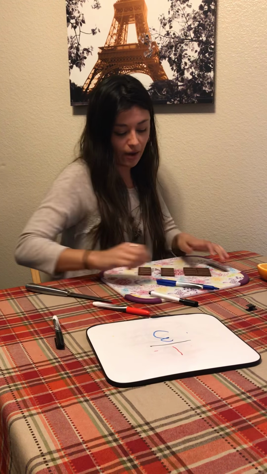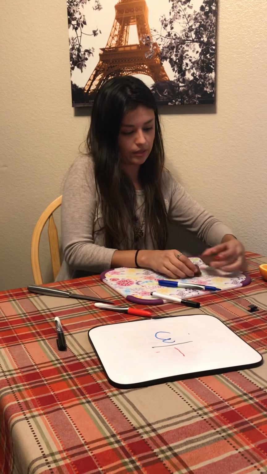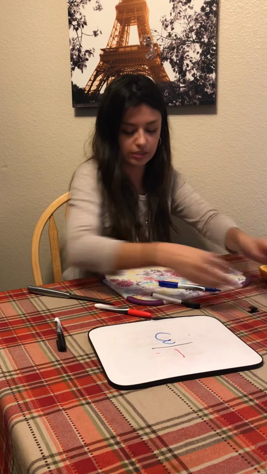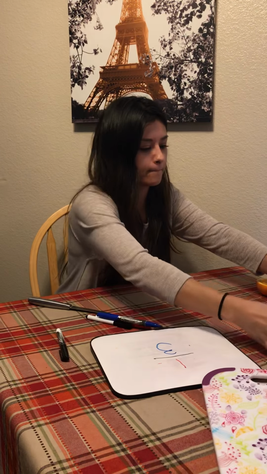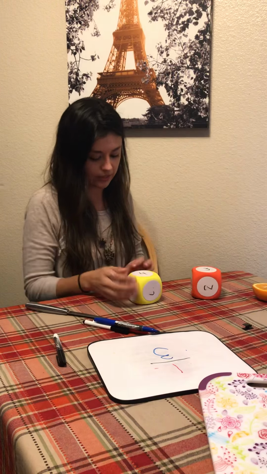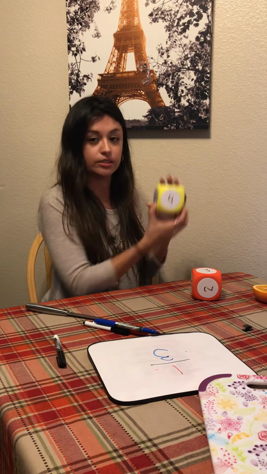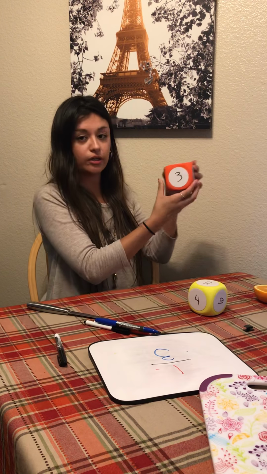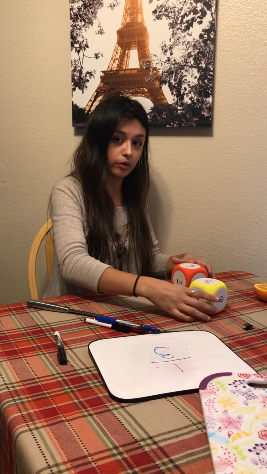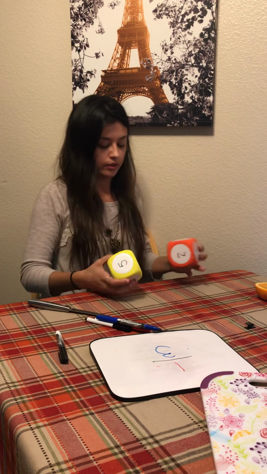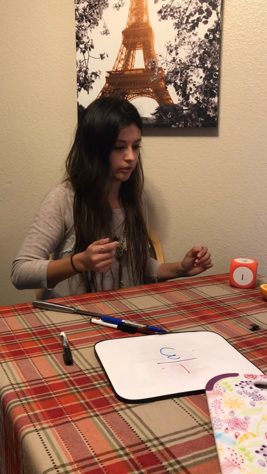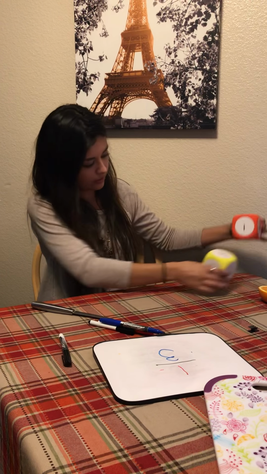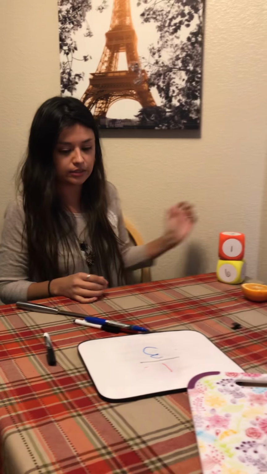So now we have a little game that we wanted to play, our fractions game. So we have our dice, and this is our denominator, and then this will be our numerator. So we're going to go ahead and roll and see what fractions that we have now. So I'll roll my numerator, which is 1. And then I'll roll my denominator, which is 6. So now I have 1/6.